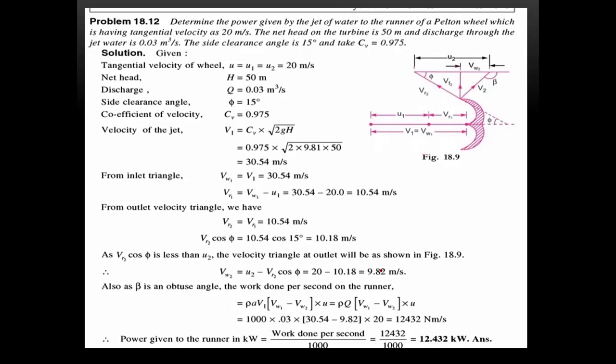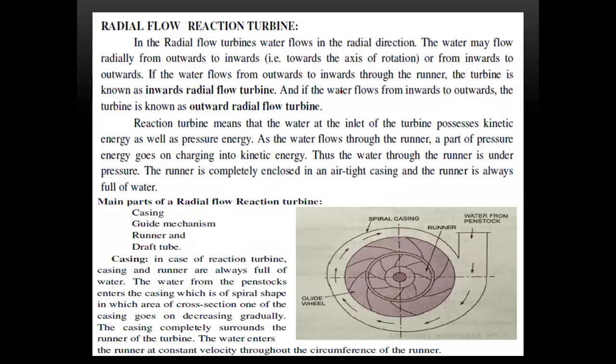Next. Determine the power given by the single jet of the runner of a Pelton wheel, which has a tangential velocity of 20 meters per second. So the same problem, similar problems. You check personally yourselves. The time is up. Okay. So if you have any doubts, you can unmute your mic and talk to me.